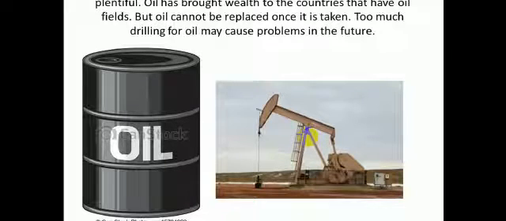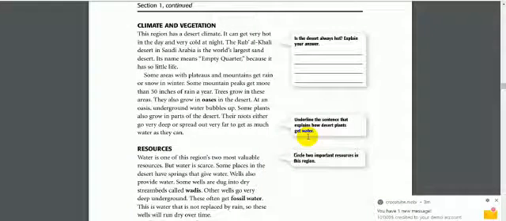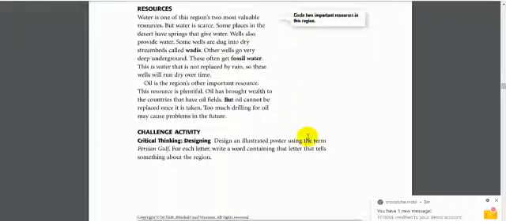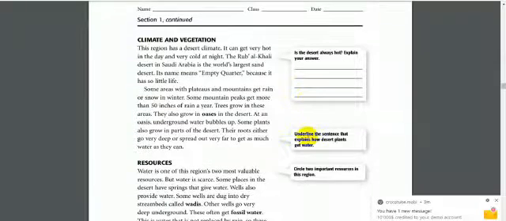So we have finished this lesson, and that was the second part. You will find in your book, page 69. Let's answer these questions. Is the desert always hot? Explain your answer. Of course, it is not always hot. It can be hot in the daytime, but in the nighttime it can be very cold.